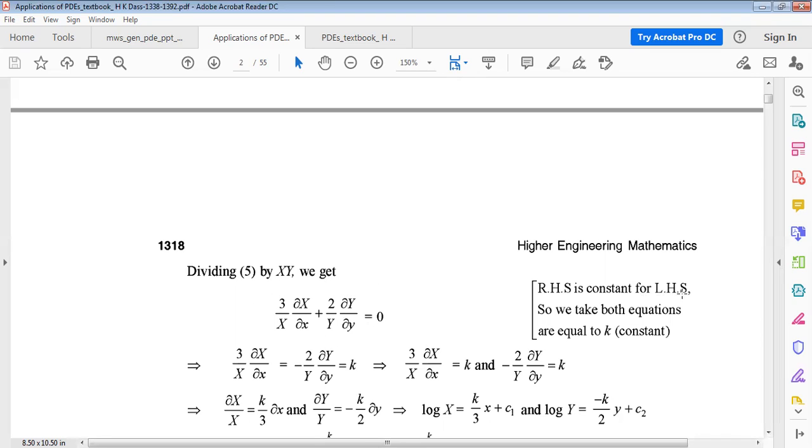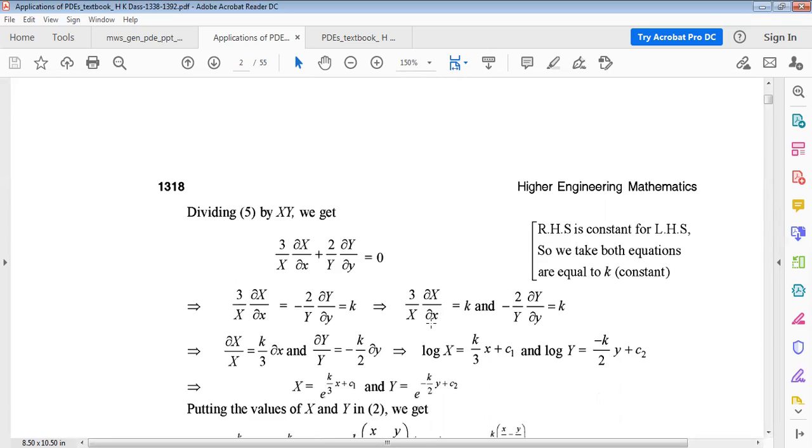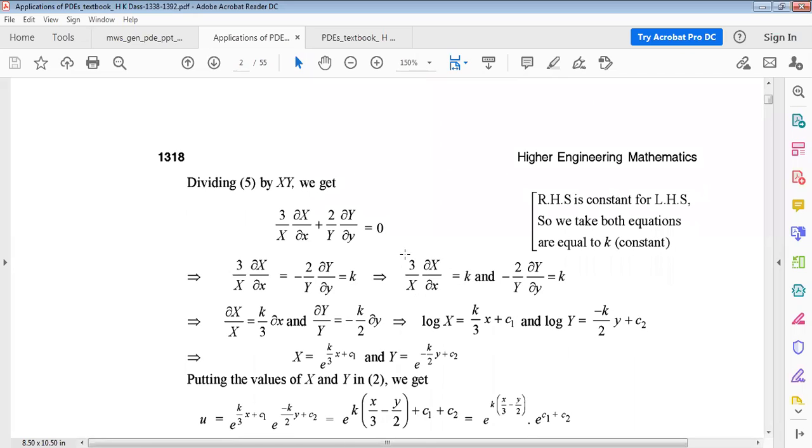Right hand side is constant for left hand side, so we take both equations equal to k, a constant. After dividing by XY we get this. Then this can be written as 3 by X del X del X by capital X equals to this minus this. Now this is the ratio. This ratio equals to this ratio equals to k. Taking a constant k, this ratio will be k. So first one equals to k and second one also k.